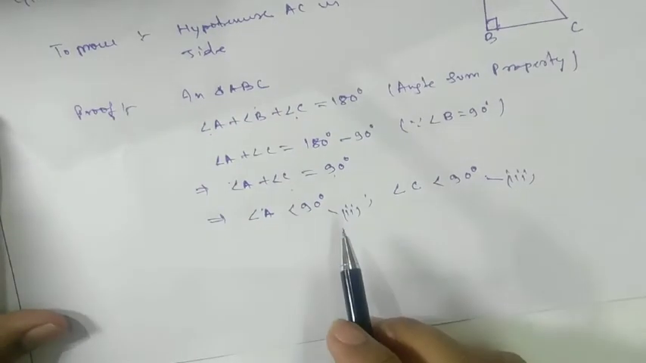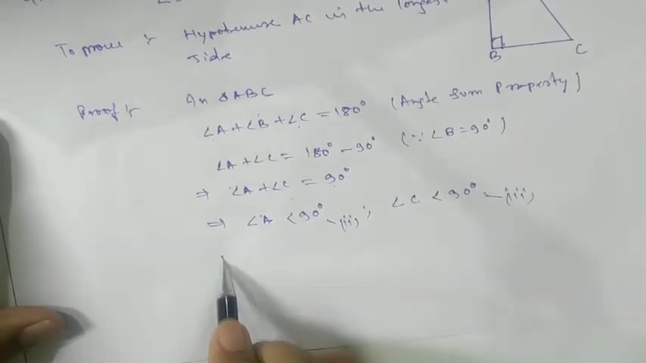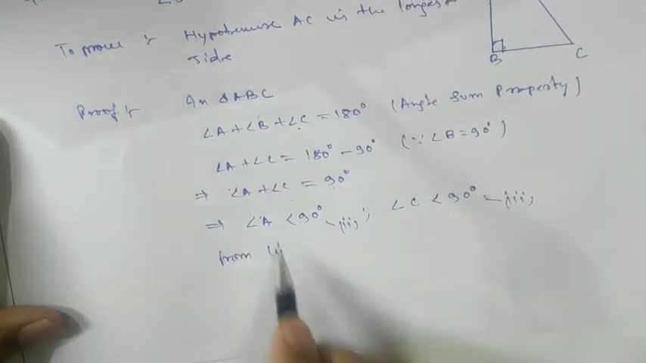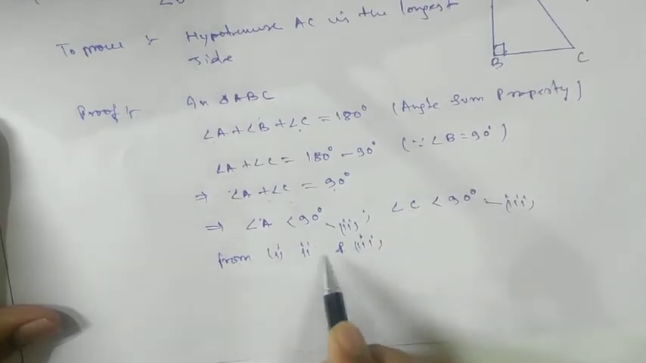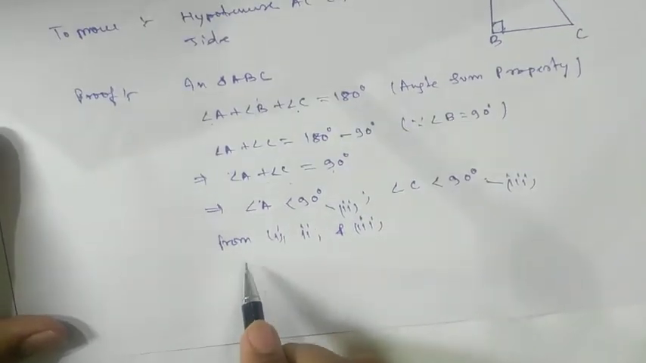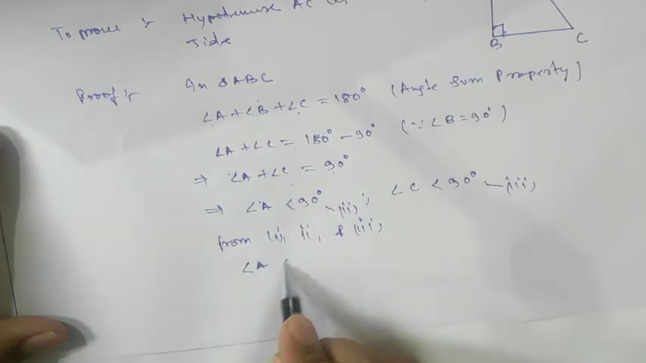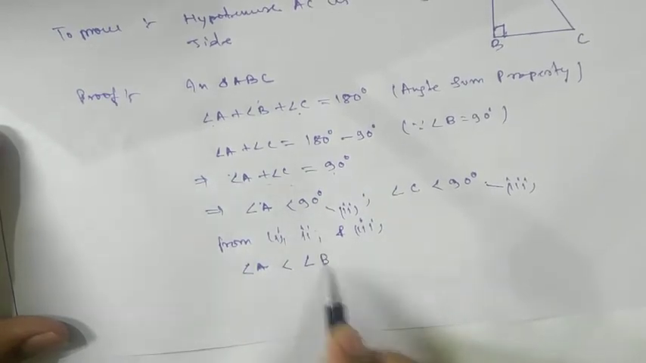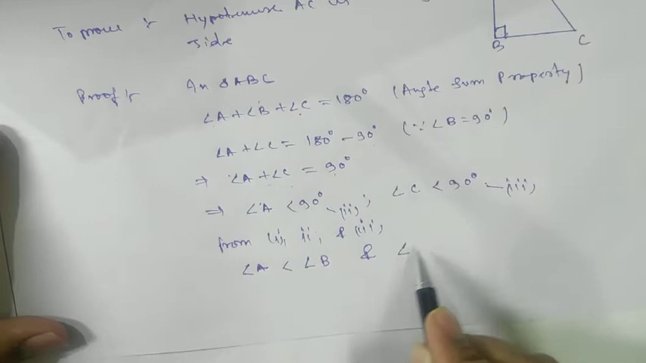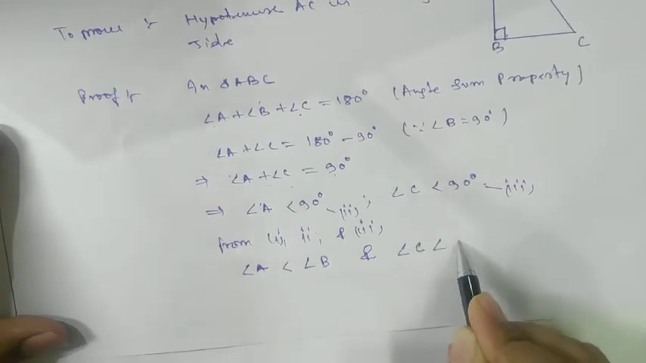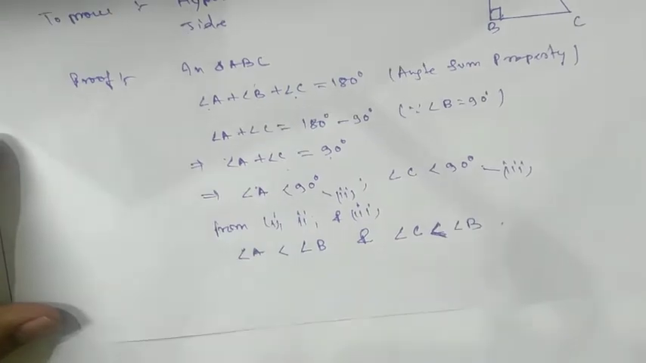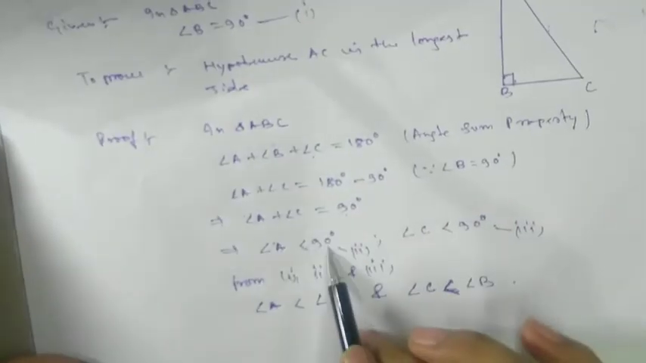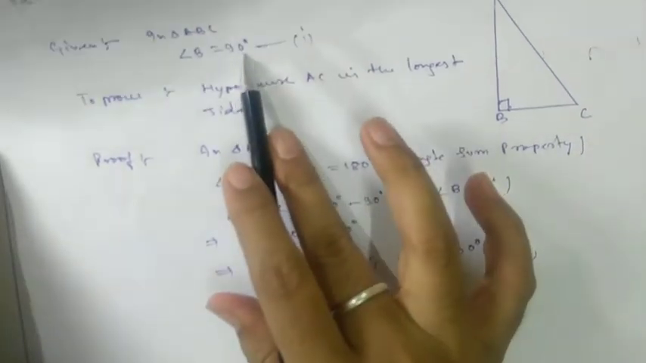From 1, 2 and 3, you can see that angle A is less than angle B and angle C is less than angle B. Yes, we can say that. Why? Because A is less than 90 degrees and B is greater than 90 degrees.